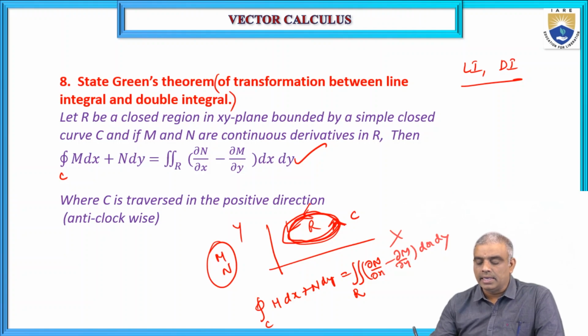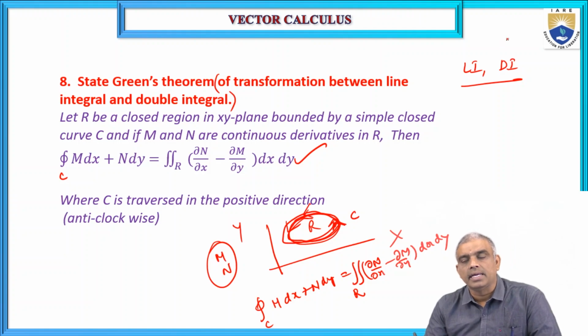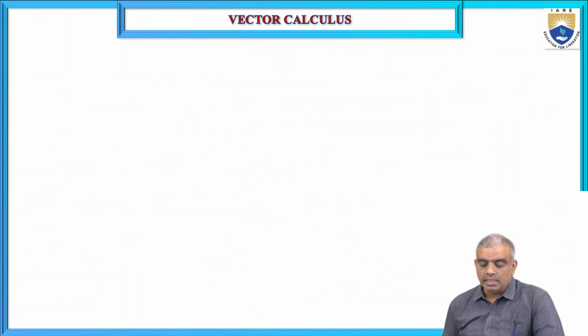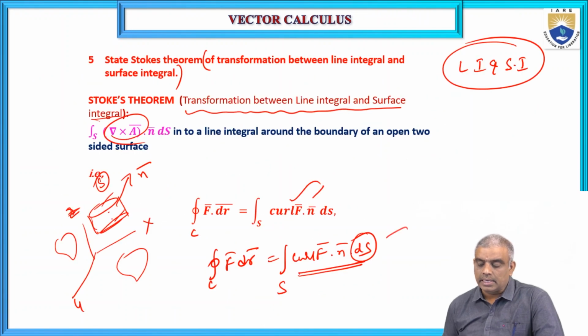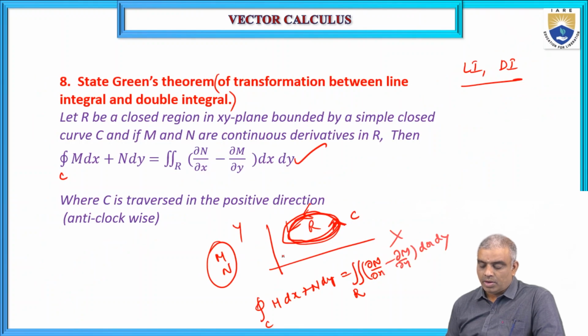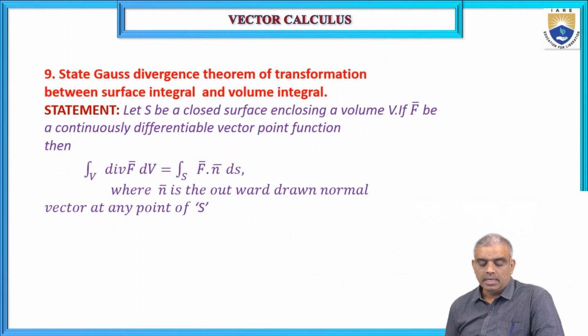So Green's theorem is the relation between line integral and double integral. Stokes' theorem relates the line integral and the surface integral. Already you have seen the line integral and the surface integral. The double integral has only dx dy, whereas there you have f bar dot n cap into ds. That is called the surface integral.